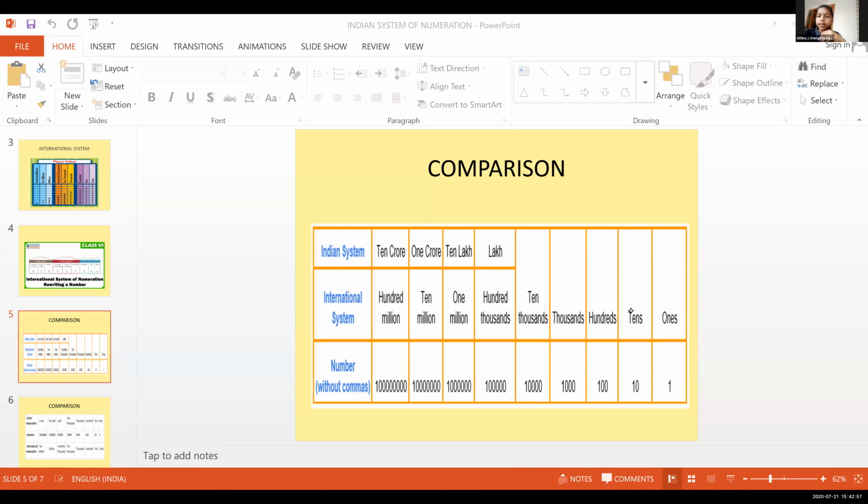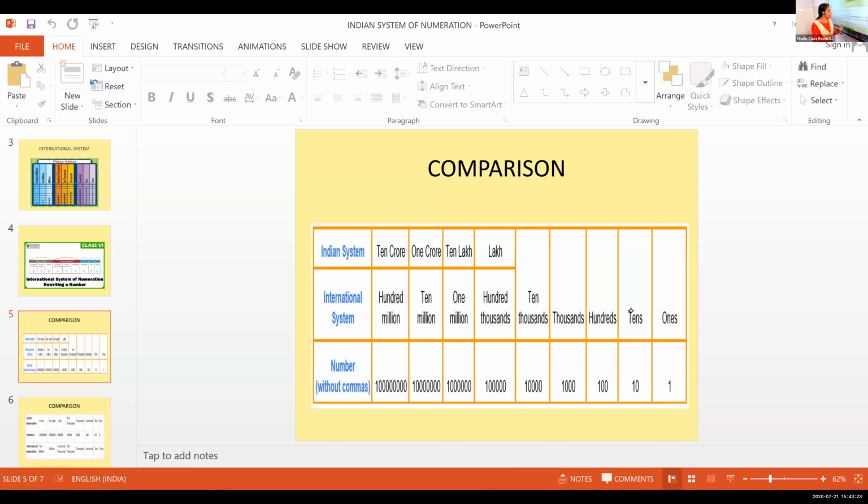Can you see? Yes, ma'am. Can you see the lakh there? What is written there instead of lakh? 100,000. Instead of 10 lakh, what will be? 1 million. Instead of 10 lakh, it is 1 million.